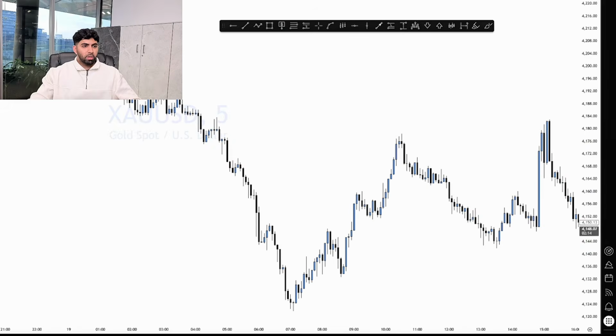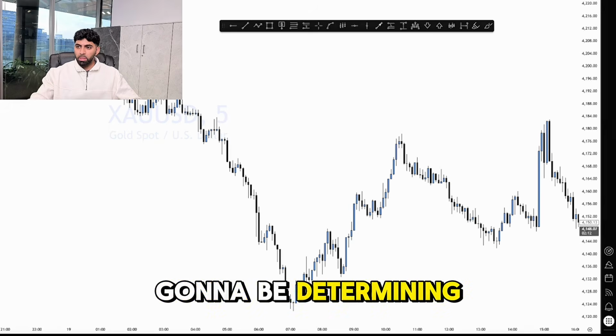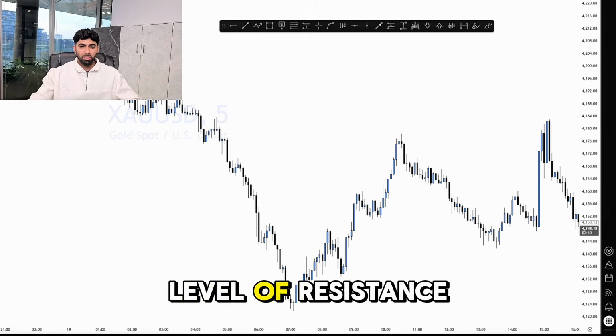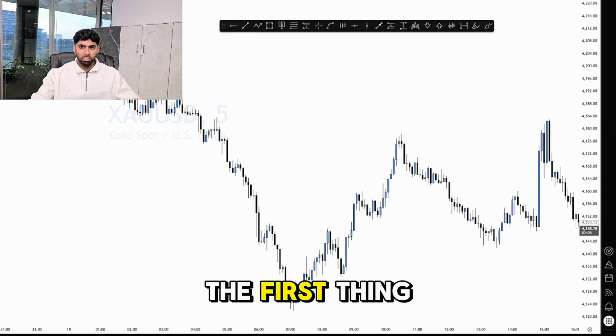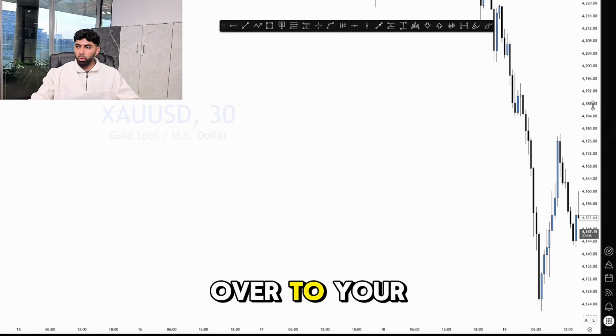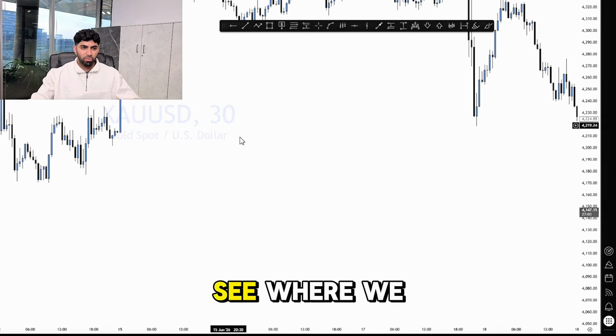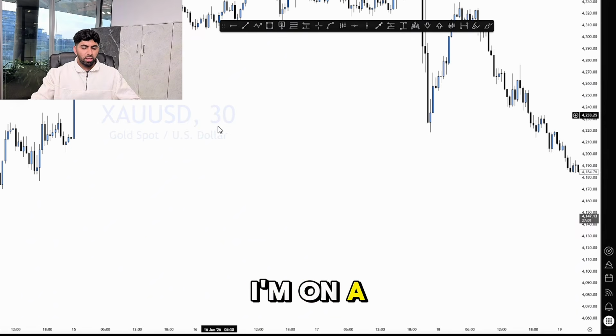Okay, perfect. So this is exactly how we're going to be determining our level of support and our level of resistance on our chart. The first thing is going to be go over to your 30-minute time frame. You can see over here, this is on gold. I'm on the 30-minute time frame.